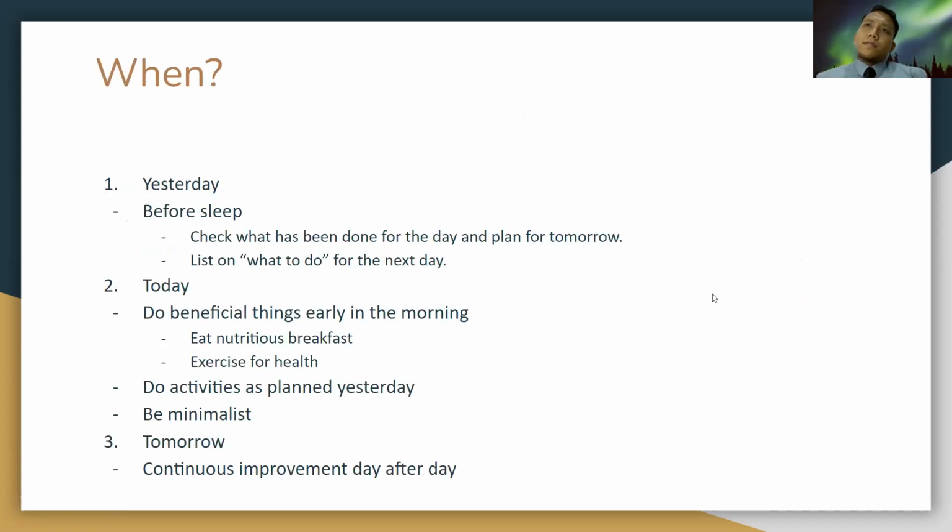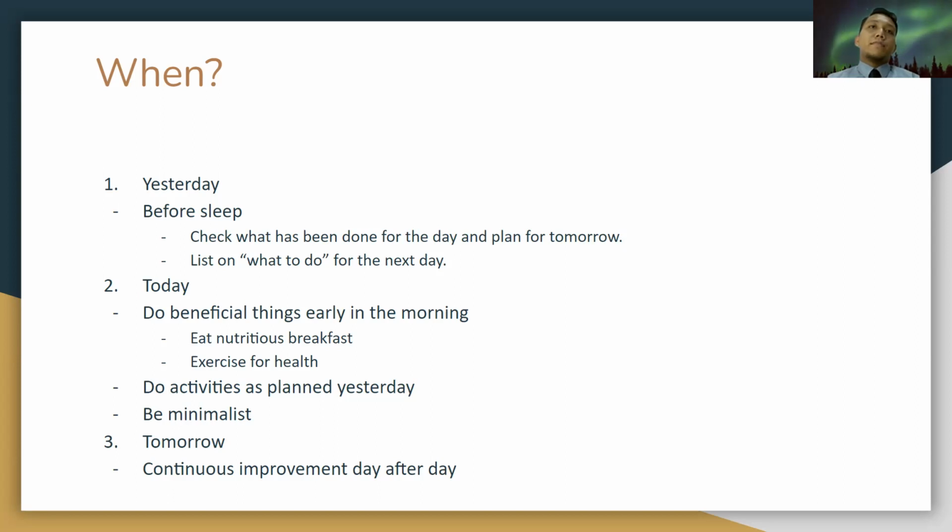Okay, so when can we apply this lean method in our daily life? This is where I put the example for myself. Firstly, yesterday, before sleep, I will check what has been done for the day, and plan and jot down what to do for tomorrow. As you see, the second one, list what to do for the next day.